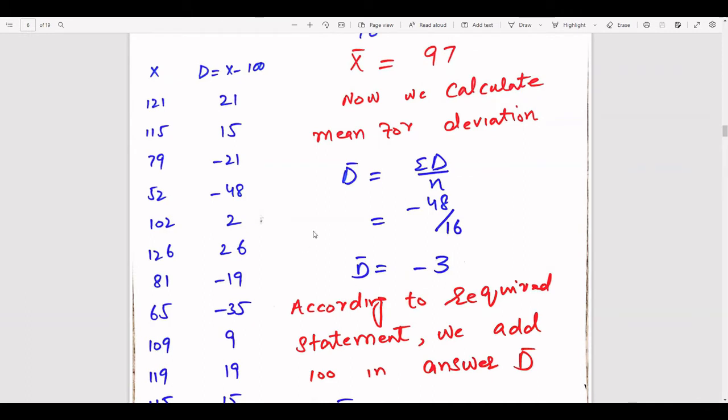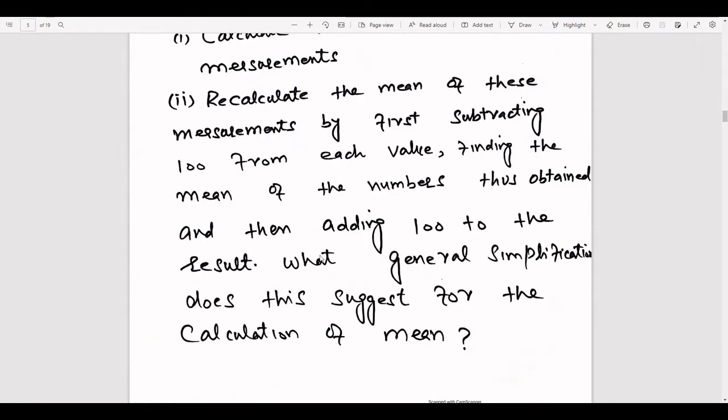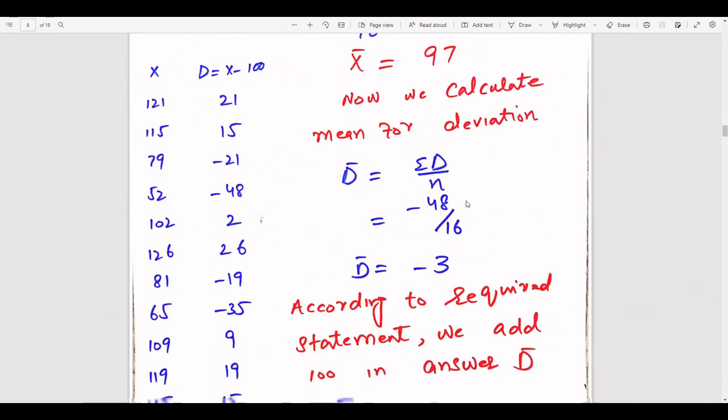So we calculate the mean here. D bar is equal to the sum of d over n, minus 48 over 16. D bar is equal to minus 3. According to the required statement, we add 100 to the answer. Now we move to the statement of finding the mean of the numbers. When deviation is involved, we calculate the mean only with the short formula, which is the sum of d over n with respect to deviation.